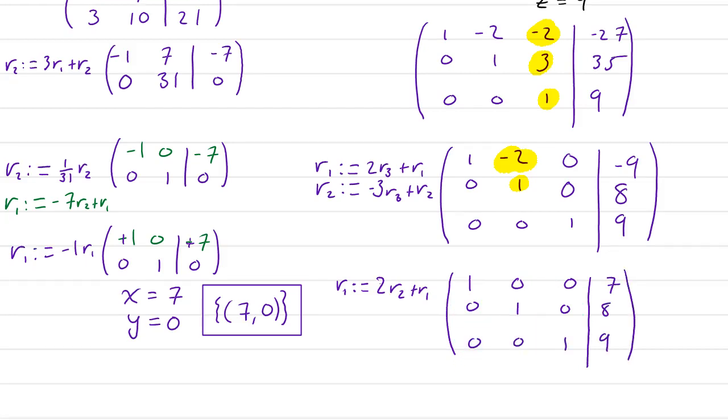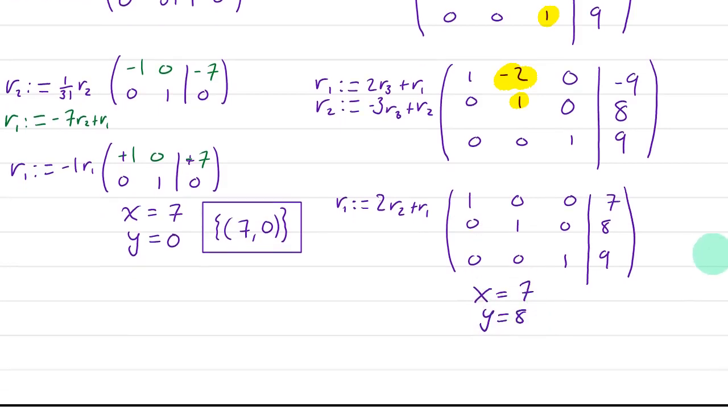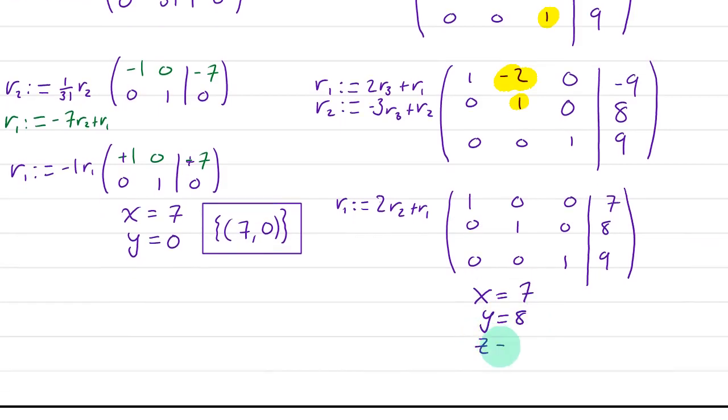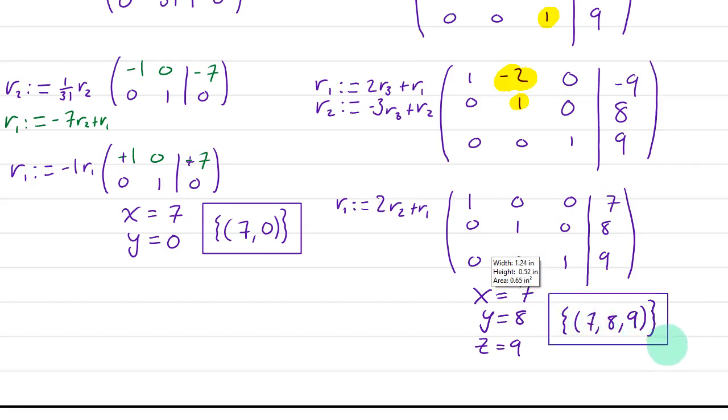So at this point, when you have this in this nice form where you have mostly 1s and 0s, it really just means x equals 7, y equals 8, and z equals 9 is what the last equation says, which tells you what the solution set is. Seven, 8, 9, the same reason 6 was afraid of 7.